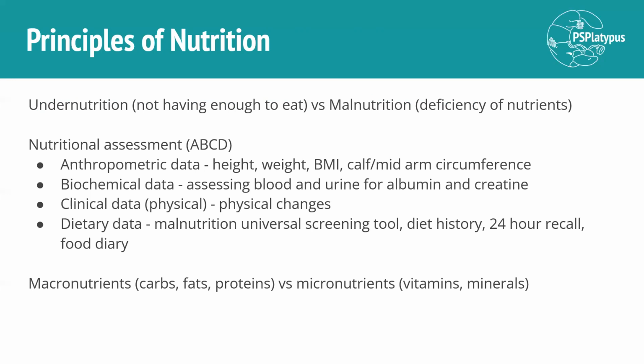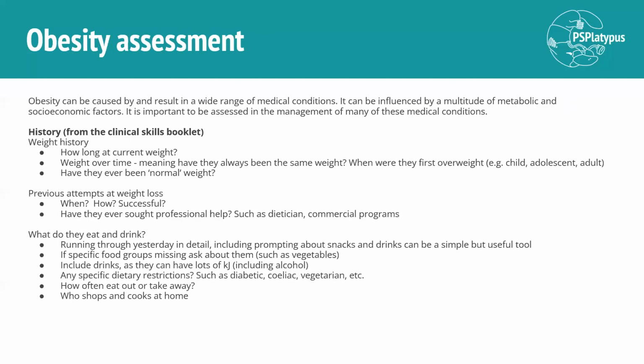Another important definition to understand is the difference between macronutrients and micronutrients. Macronutrients are what we're consuming in large amounts, like carbs, fats, and proteins, while micronutrients are things like vitamins and minerals. So another thing that's important in this topic is obesity assessment. So I've again broken this into history and examination.